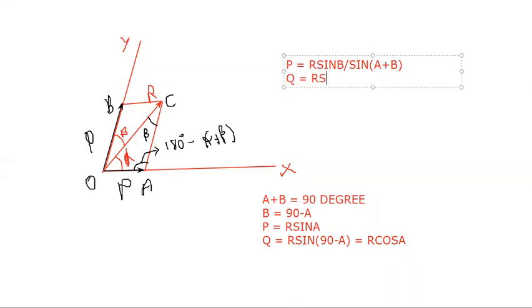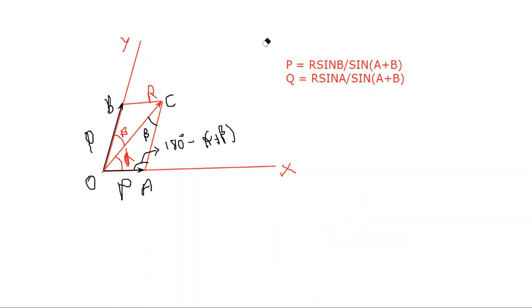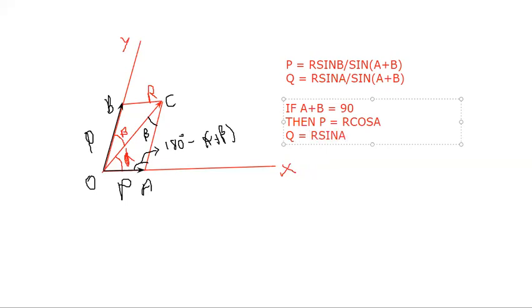Q is equal to R sin alpha by sin alpha plus beta. So if alpha plus beta is 90 degree, beta will be equal to 90 minus alpha, and P is equal to R cos alpha and Q is equal to R sin alpha. Is it clear to everybody?